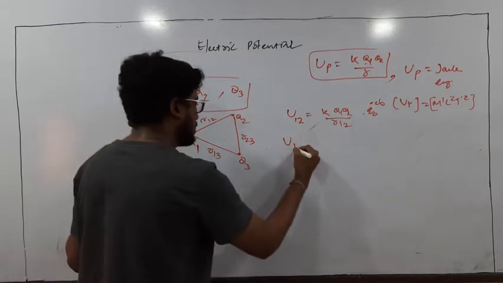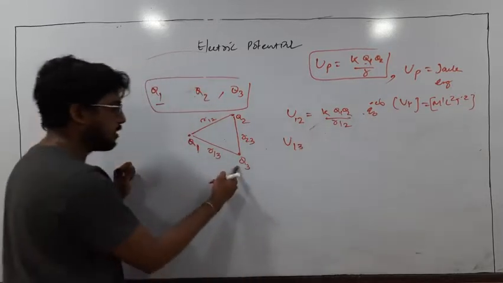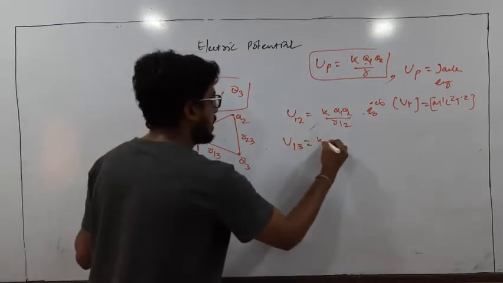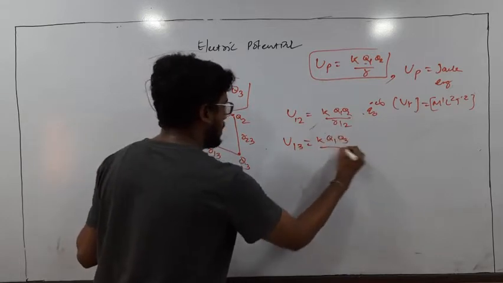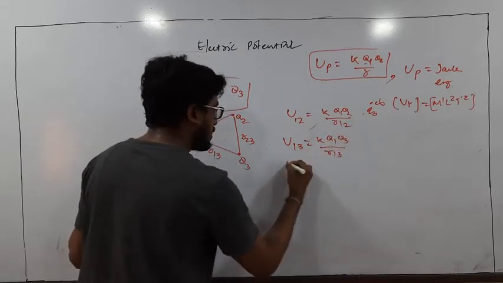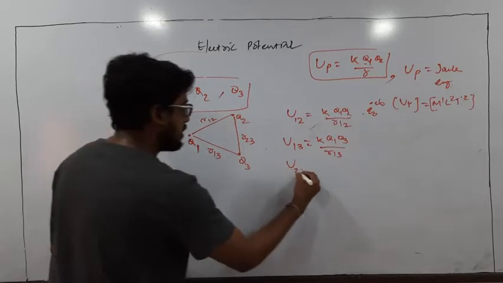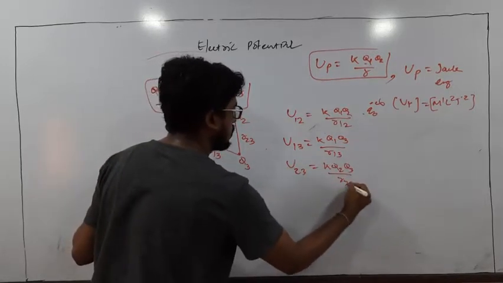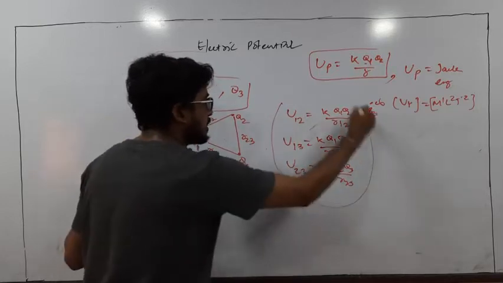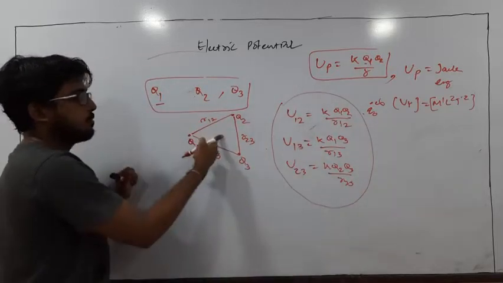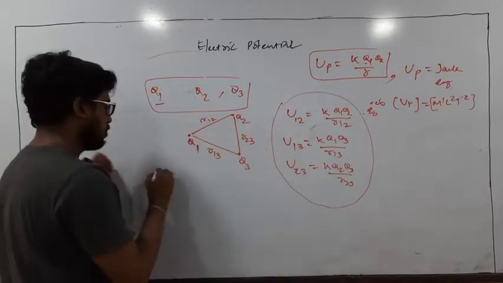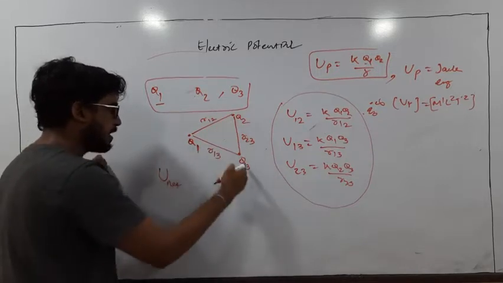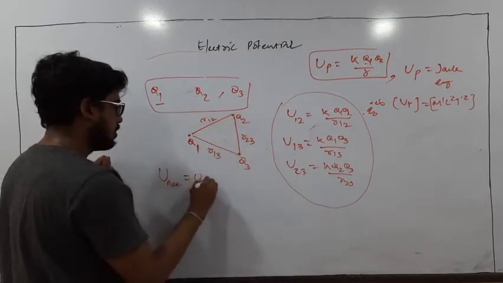So this can be written as the potential energy on Q3 due to 1 will be K Q1 Q3 by R13, and similarly due to 2 it will be K Q2 Q3 divided by R23, and this is the total potential energy for the making of this system. So the net potential energy for the 3 charge particle system will be how much?